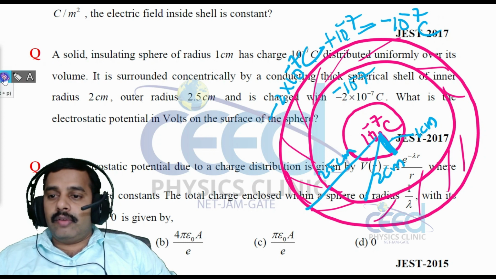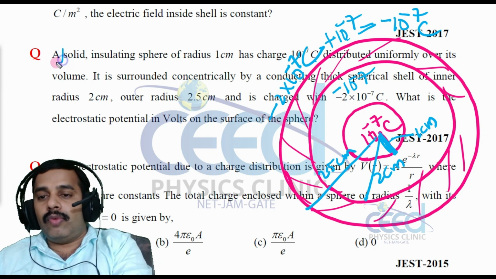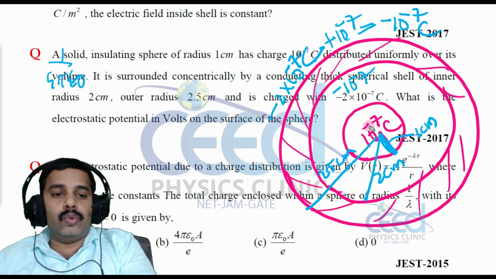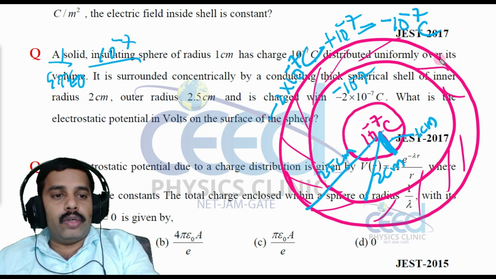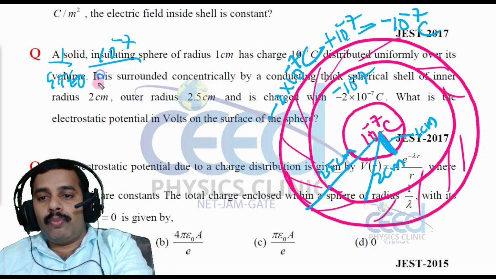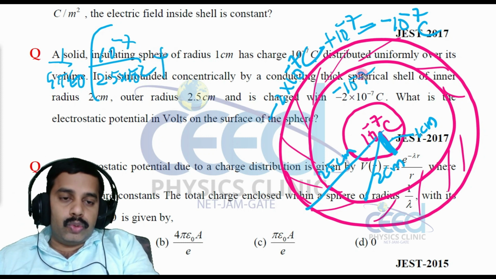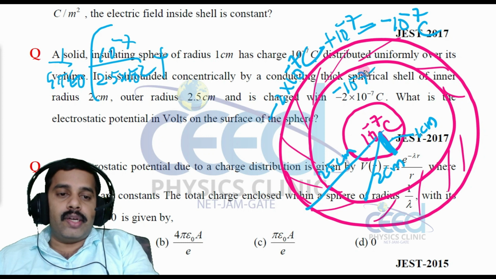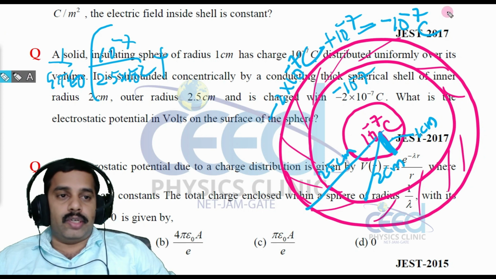So that you can directly find. Due to the outer surface, what is the potential? 1 by 4 pi epsilon 0 times q by r. What is q? 10 raised to minus 7 by r. R means the distance from this point to this point, 2.5 centimeter, 2.5 into 10 raised to minus 2. Plus again, due to this, here we have a charge distribution, so what is the electric potential at this point? That is the next potential.